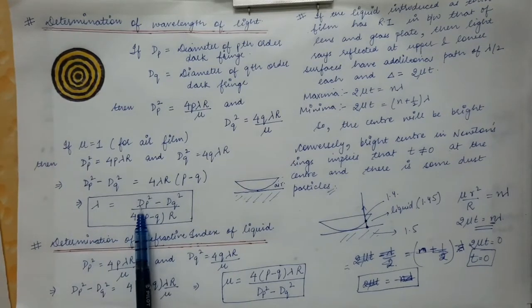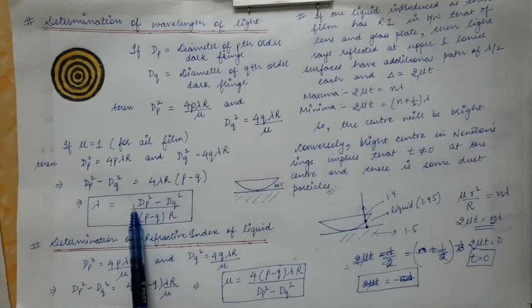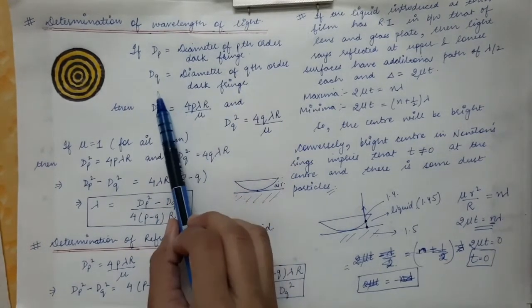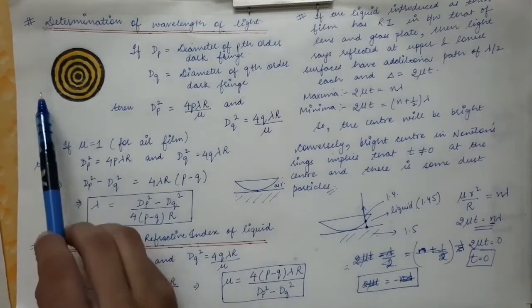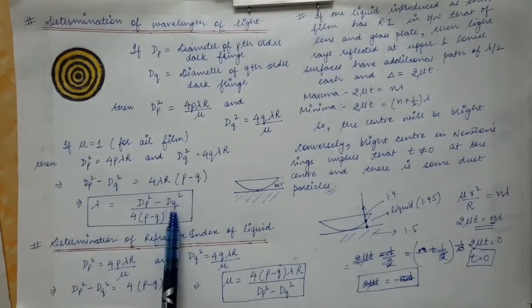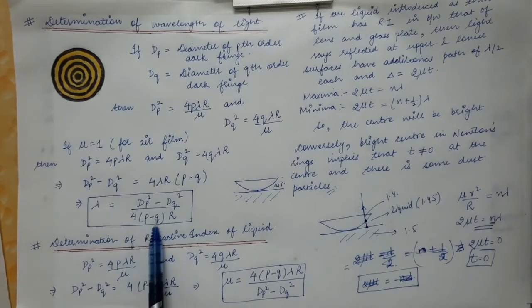In this expression, we have already found the diameters. Let's say you find the diameter of the fourth and the second dark fringe. So d4 square will be known to you: you can find d4, the diameter of the fourth dark fringe, with the help of the microscope, and the diameter of the second dark fringe with the same microscope. Divide by 4 times (p minus q).